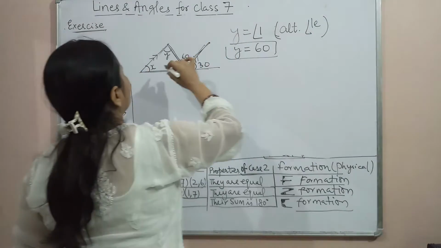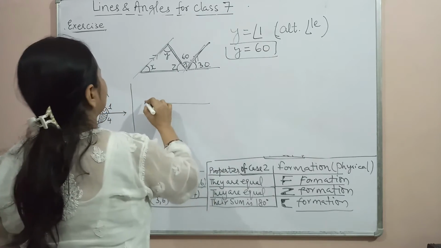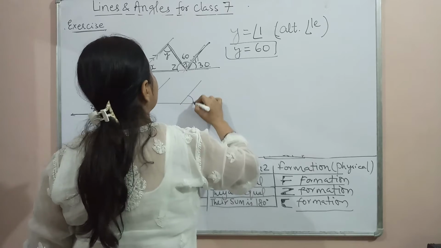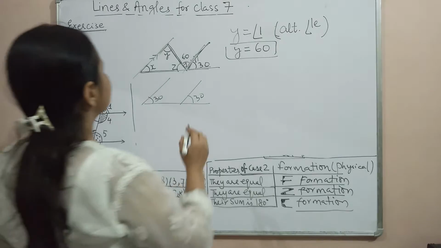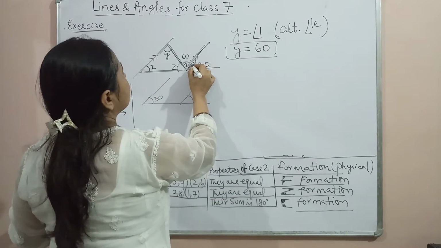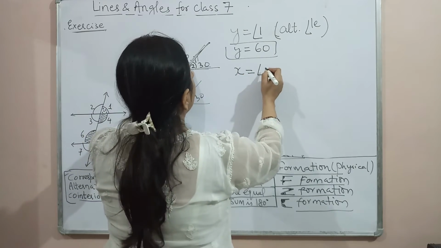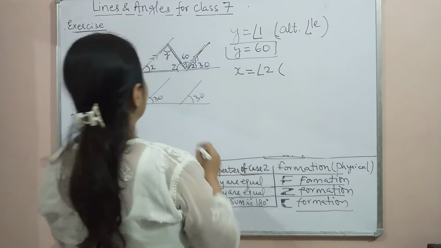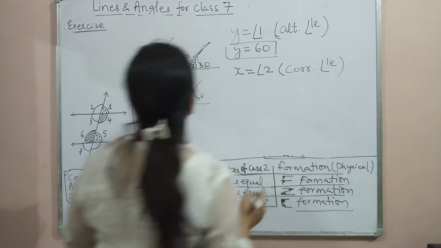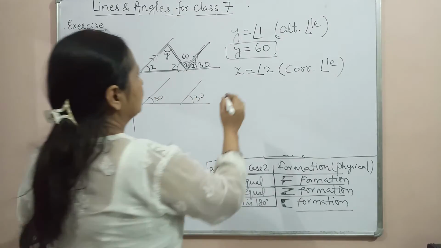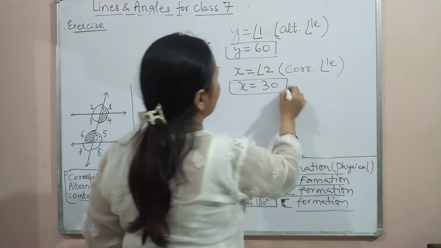Alright. Now let us see a few more relations. We have this line and this line. You can see the F formation here. This and this line. If this is 30, this also will be 30 degrees, right? That means, suppose I give the name to this angle, angle X will be equal to angle 2, and again, which property are we using? We are using the corresponding angle property, that means X is equal to 30 degrees. So we got the value of X also.